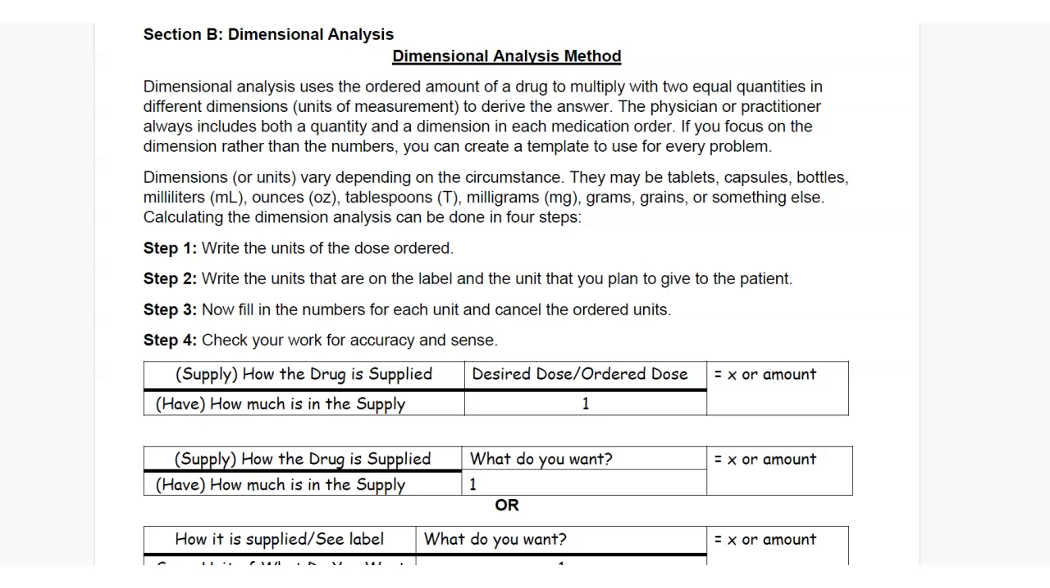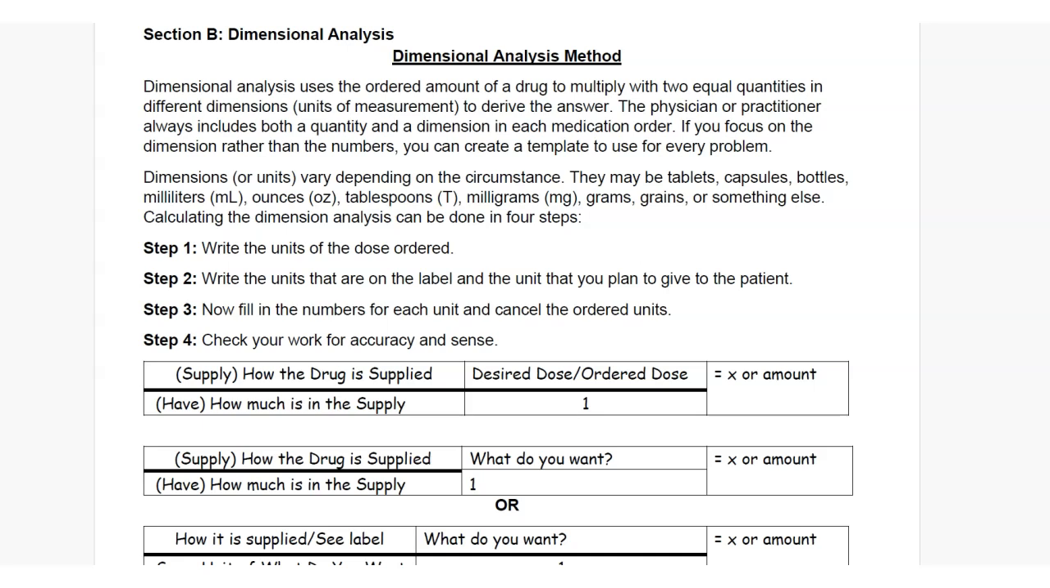So dimensional analysis uses the ordered amount of a drug to multiply with 2 equal quantities in different dimensions, so units of measurement, to derive the answer. The physician or provider always includes both a quantity and a dimension in each medication order. So if you focus on the dimension rather than the numbers, you can create a template to use for every problem. Dimensions or units vary depending on the circumstance. They may be tablets, capsules, bottles, mLs, ounces, tablespoons, milligrams, grams, grains, or something else.